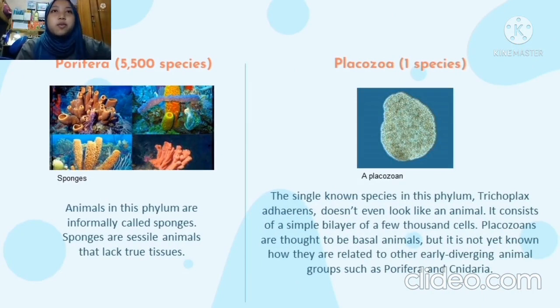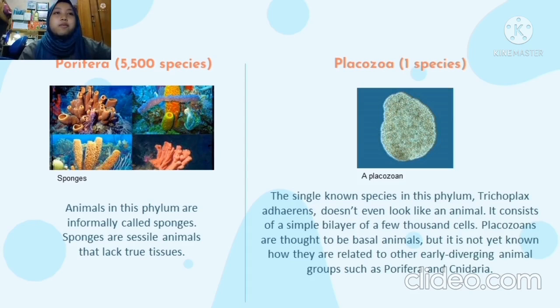Okay, the first one, we have Porifera, and they have about 5,500 species in this world, and the animals in this phylum are informally called sponges. Sponges are sessile animals that lack true tissues.